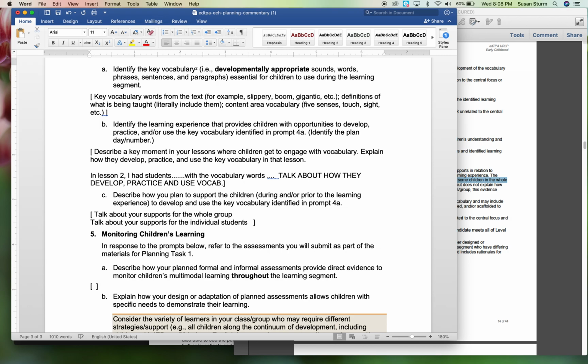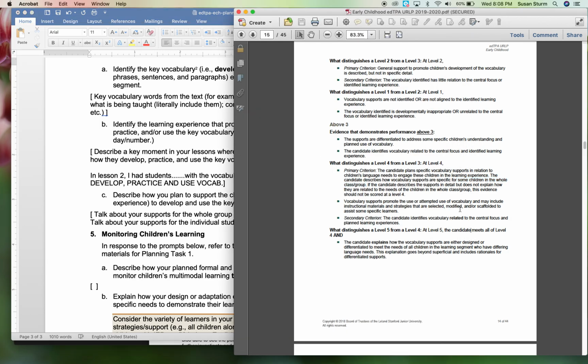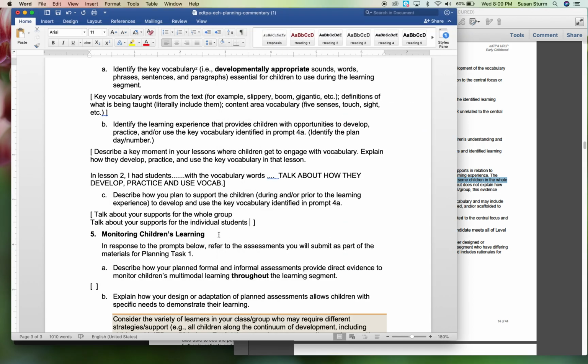Describe how you plan to support the children. I'm going to go back here and just see if this is one of those IEP ones. The candidate plans specific vocabulary supports in relation to the children's language needs to engage them in the learning experience, and describes how vocabulary supports are specific for some children in the whole group or class. You do not have to talk about your IEPs, but you probably should here. So that would get you up to a level 4.